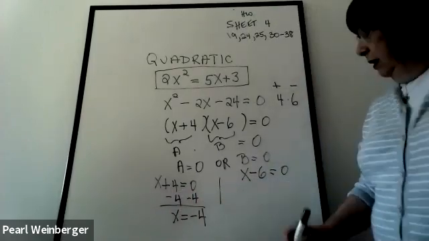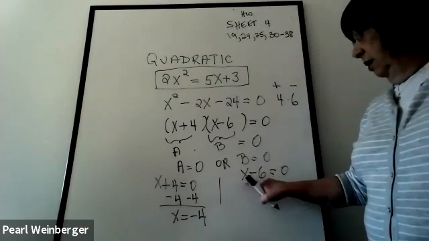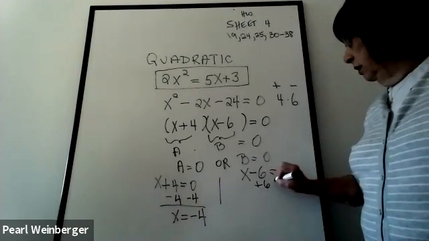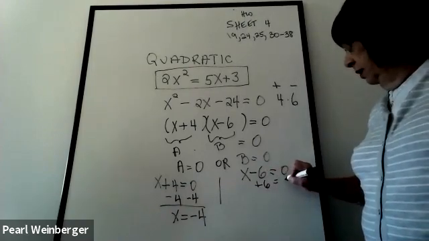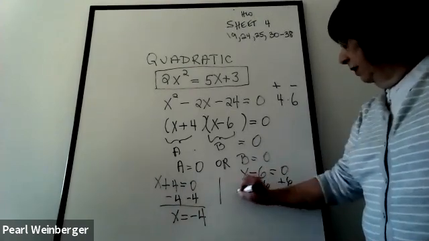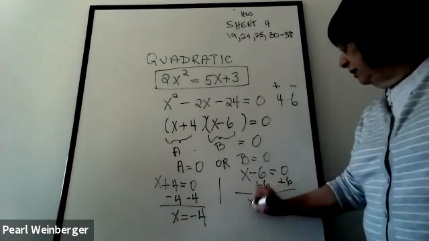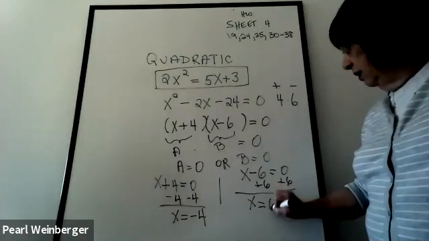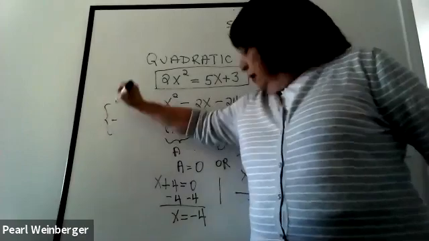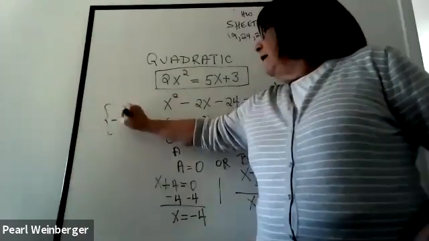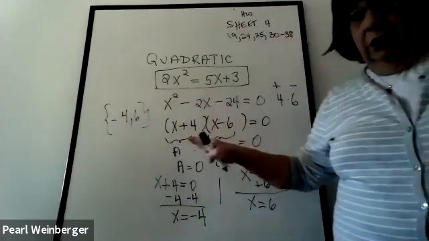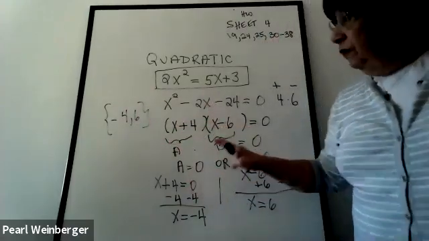And the other answer is when x minus 6 equals 0, that's when we add 6 to both sides, and we get our second answer, which is x equals 6. There are two answers to this equation, -4 and +6.